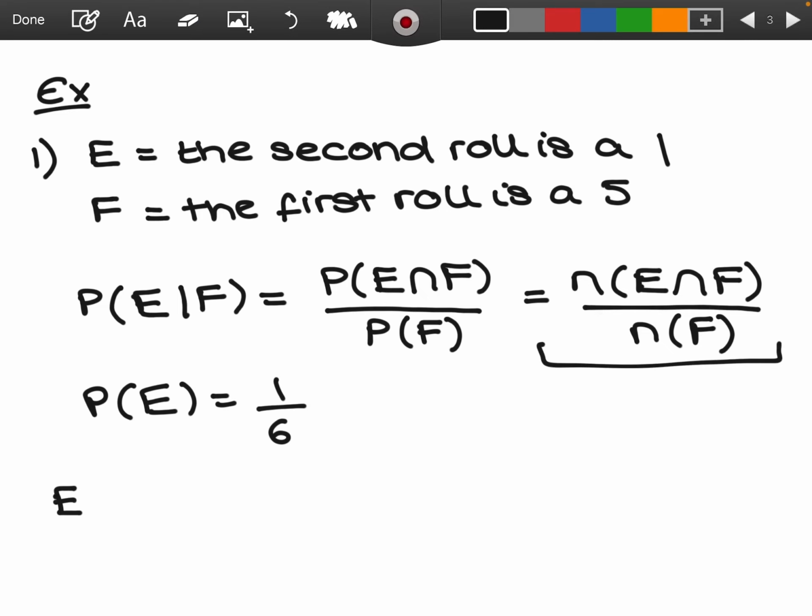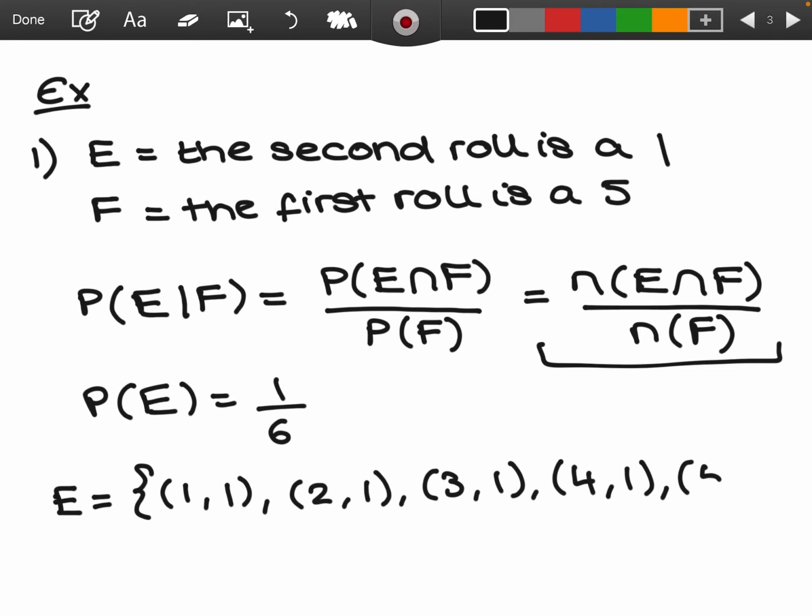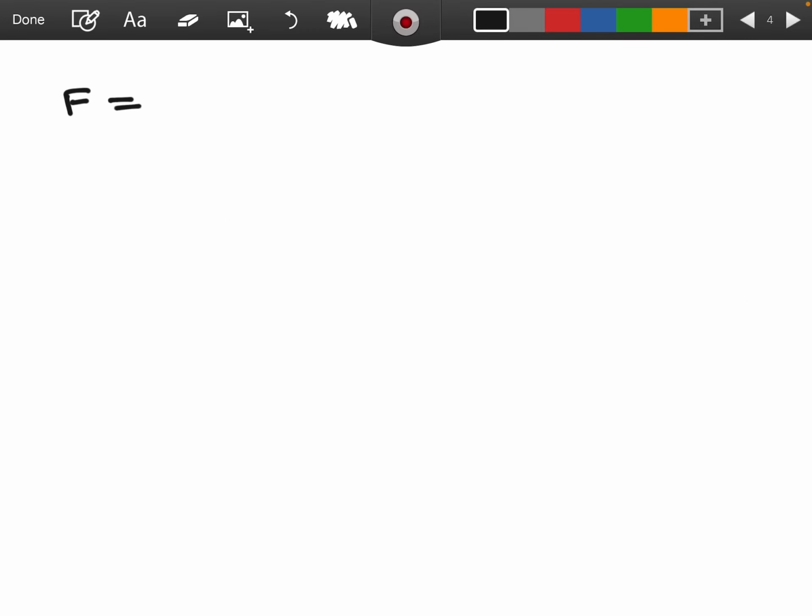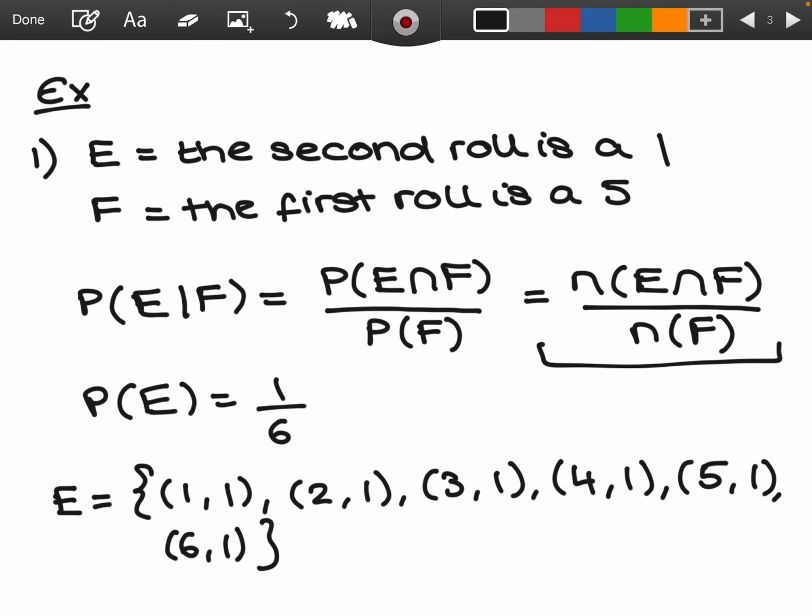I need to figure out how many outcomes are in that overlap, and I also need to figure out my number of outcomes in F. Let's look at what outcomes are in each one. Okay. For E, I'm saying that the second roll is 1. That means I can have anything for my first roll. So I have the outcomes 1,1, 2,1, 3,1, 4,1, 5,1, and 6,1. Okay, all of those, the second roll is a 1. First roll, 1 through 6. It doesn't matter what the first roll is.